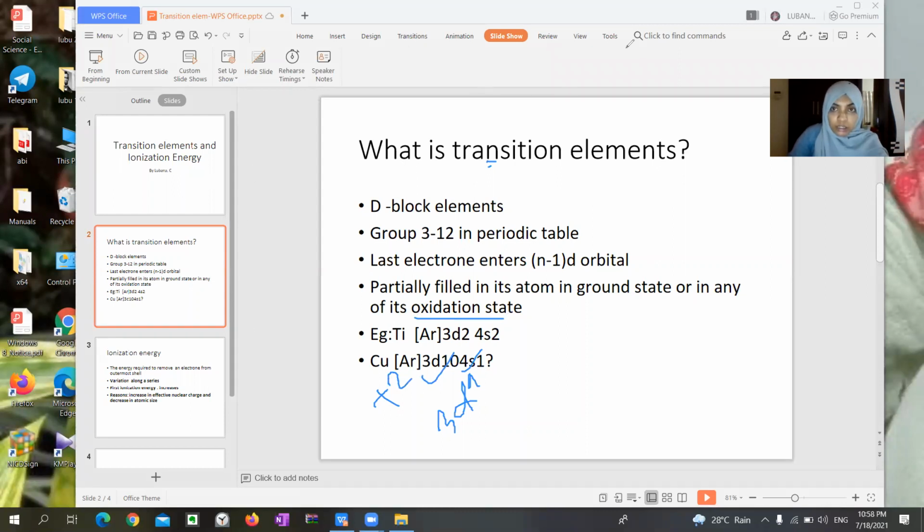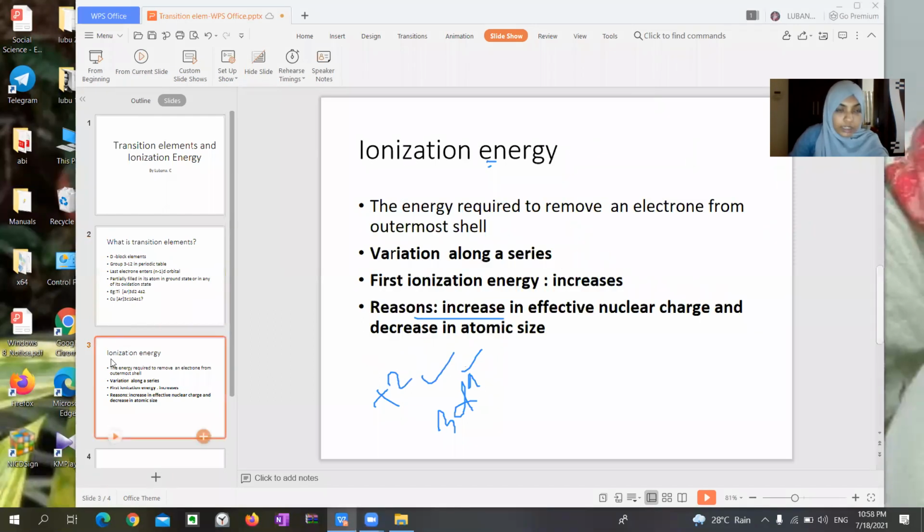Then we have to go to ionization energy. So what is ionization energy? Ionization energy is the energy required to remove a single electron from the outermost shell. It varies along a series. The first ionization energy increases along a series. The first ionization energy is the energy required to remove an electron from the outermost shell. The common term is ionization energy. When we remove another electron, we call it the second ionization energy. Then how does first ionization energy increase along a series?